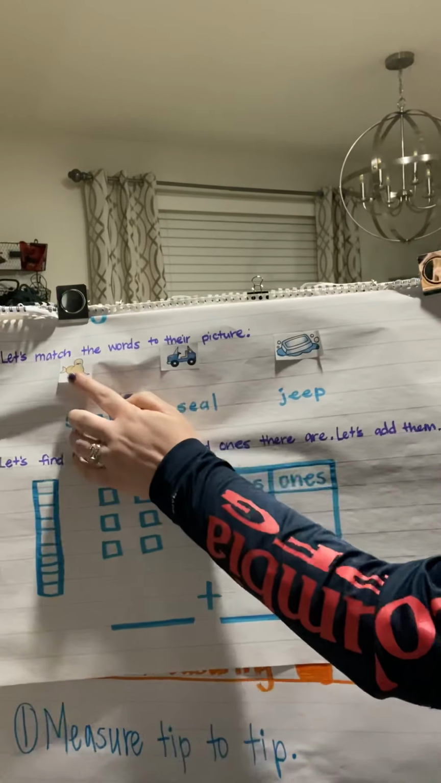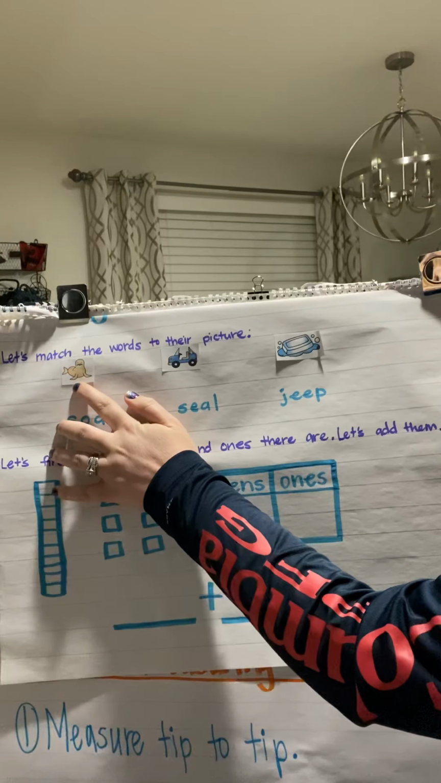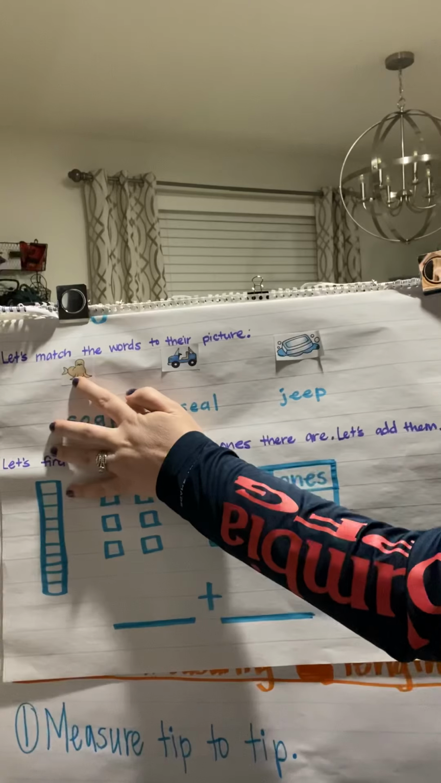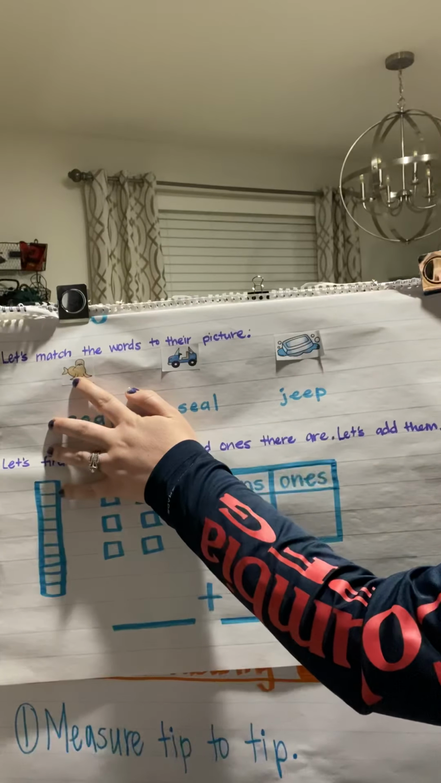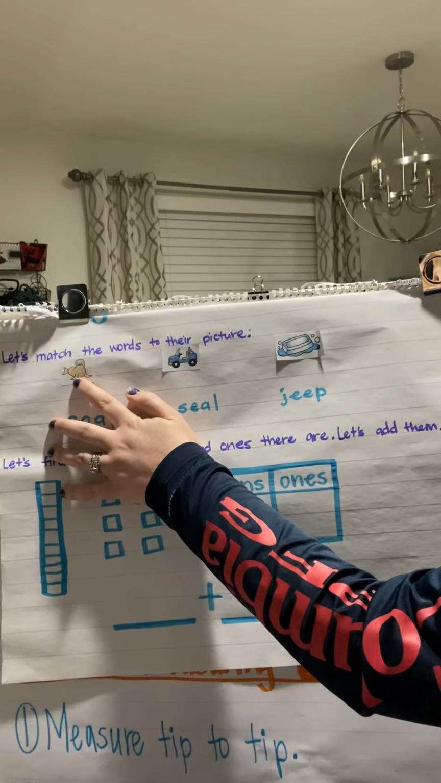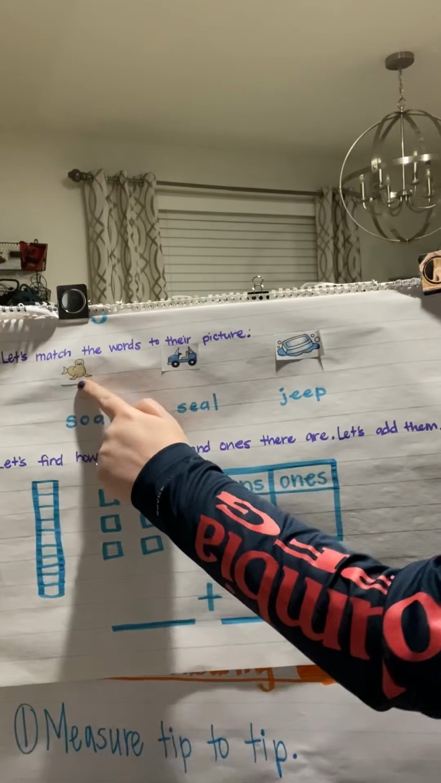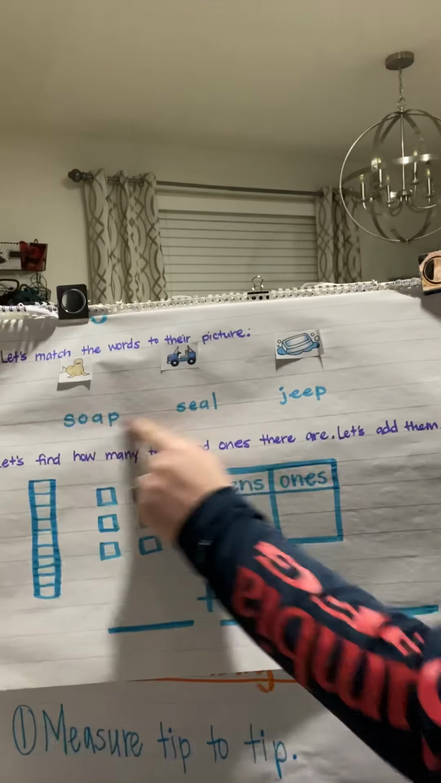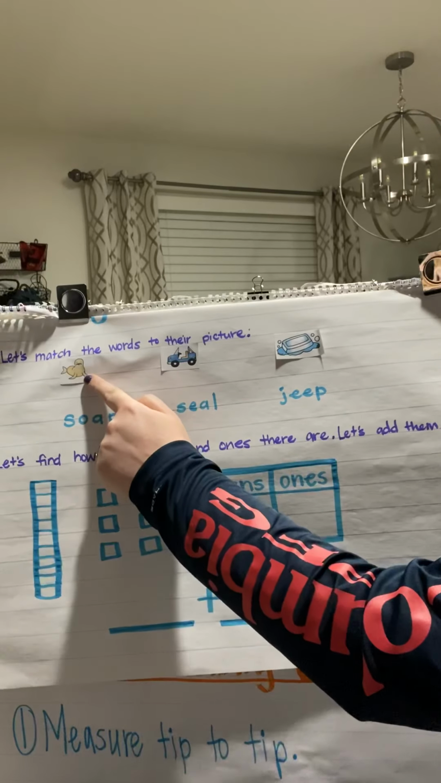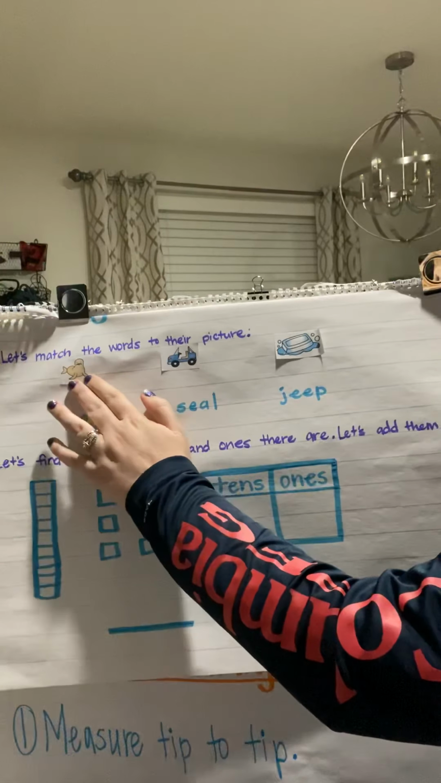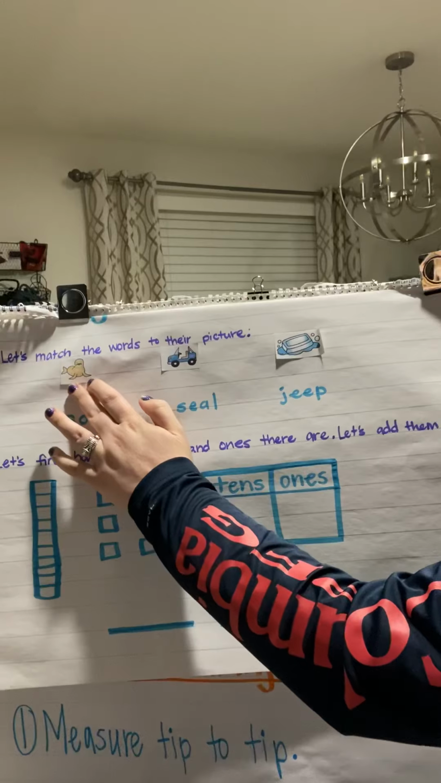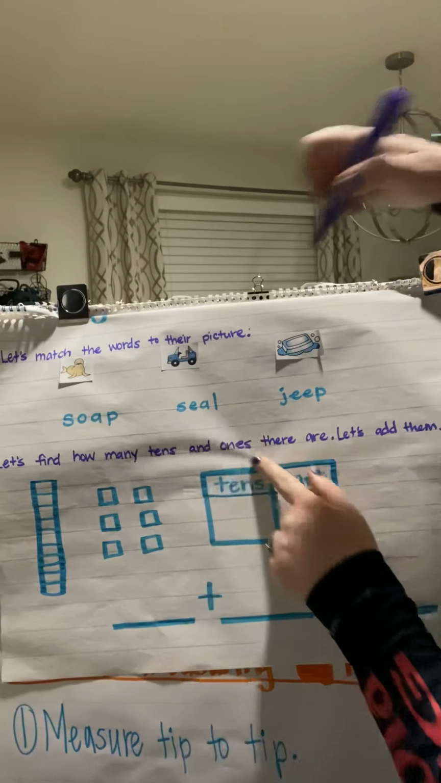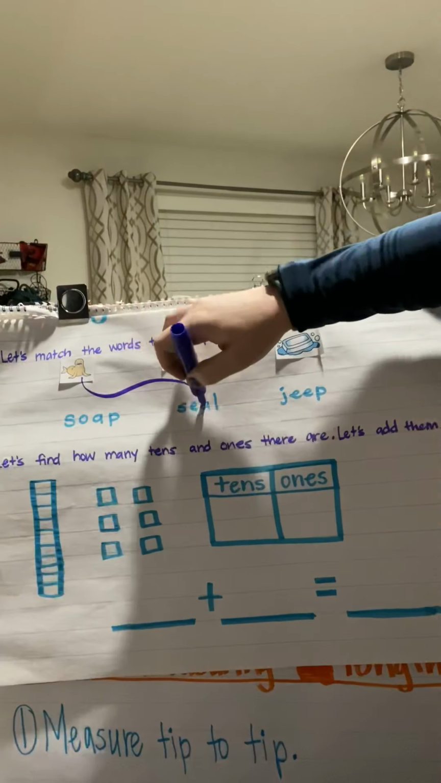So on the first one, we have a picture of a seal, right? What's the initial sound that you hear on seal? Seal. What letter is that? S, right? But we have two words that have the letter S in it. So let's look for the ending sound, the last sound that we hear, or the final sound. Seal. Oh, right? So seal, that means that I match to the middle one.